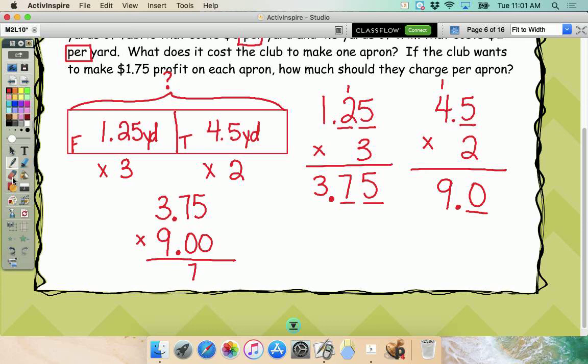Oh, I put multiply by accident, guys. We need to add it because that'll give us the total amount. Okay, so that's $12.75.